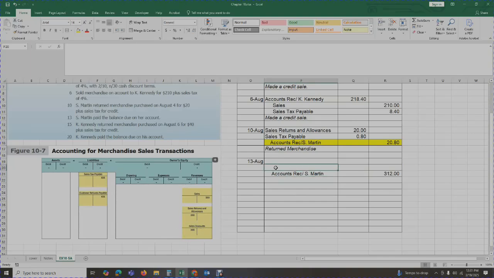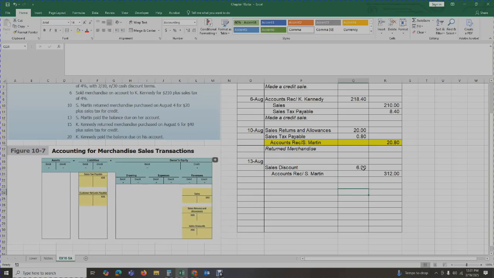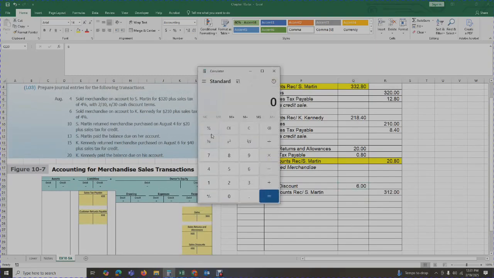So I'm going to go ahead and debit my sales discount for the amount of this discount that we calculated, which was $6. So it was the $300 net sales. That's the amount of your sales of $320 less your returns times your 2% gives you the $6. So we've got a discount of $6. So now we do the math.